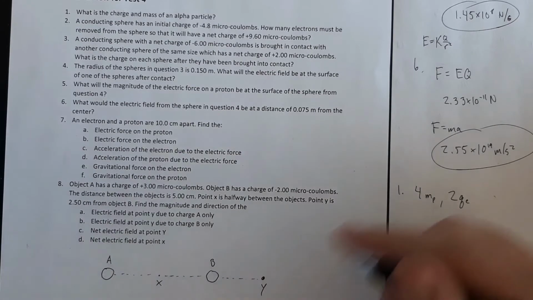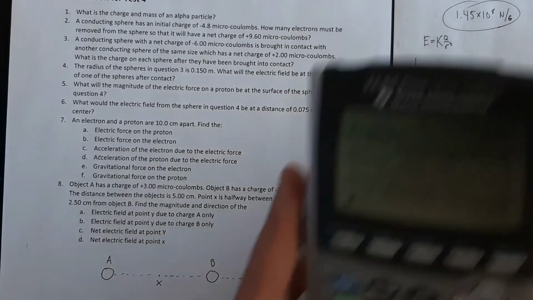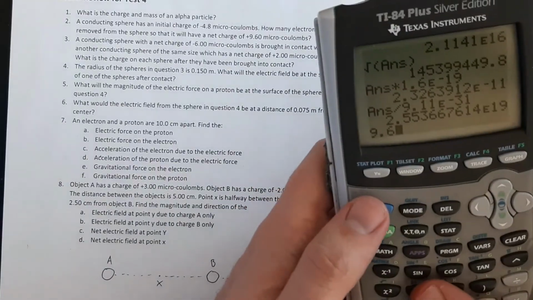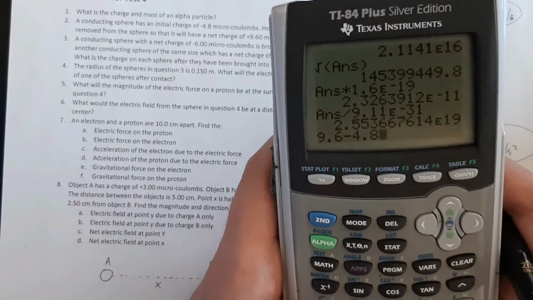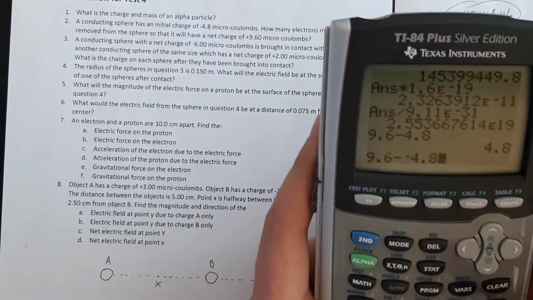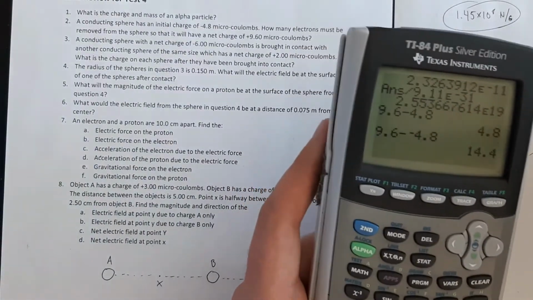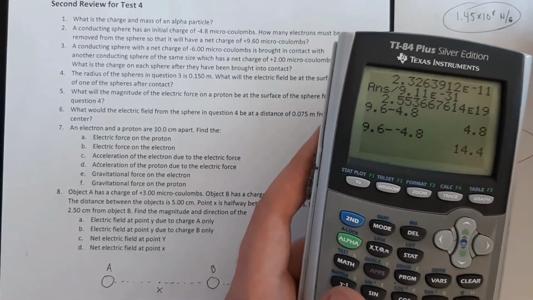Number 2, a conducting sphere has an initial charge of negative 4.8 microcoulombs. How many electrons must be removed from the sphere so that it'll have a net charge of 9.60 microcoulombs? Okay, so let's just look at how much it changed by. So our final charge minus our initial charge. Oh my God, 9.6 minus a negative 4.8. Why did I just add it? So we have removed 14.4 microcoulombs of charge.